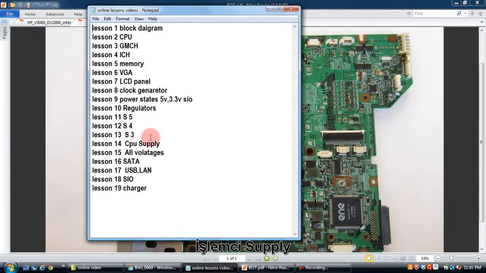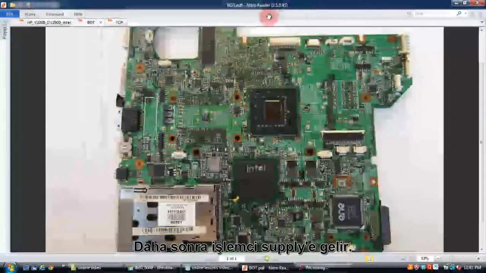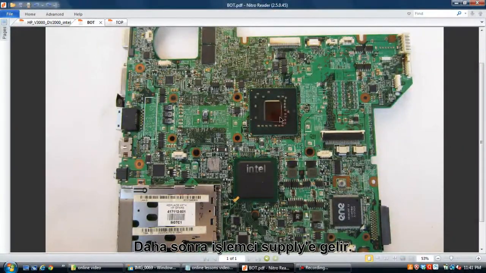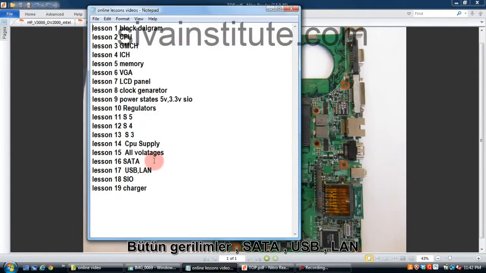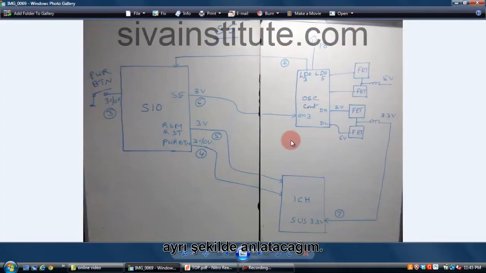After that comes the CPU supply. See here, the CPU supply. This is the CPU supply coils. This supply will come from the regulators. This will take a 1 hour class. All voltages, SATA, USB, LAN, SIO, charger IC: all these lessons are 1 hour lessons.